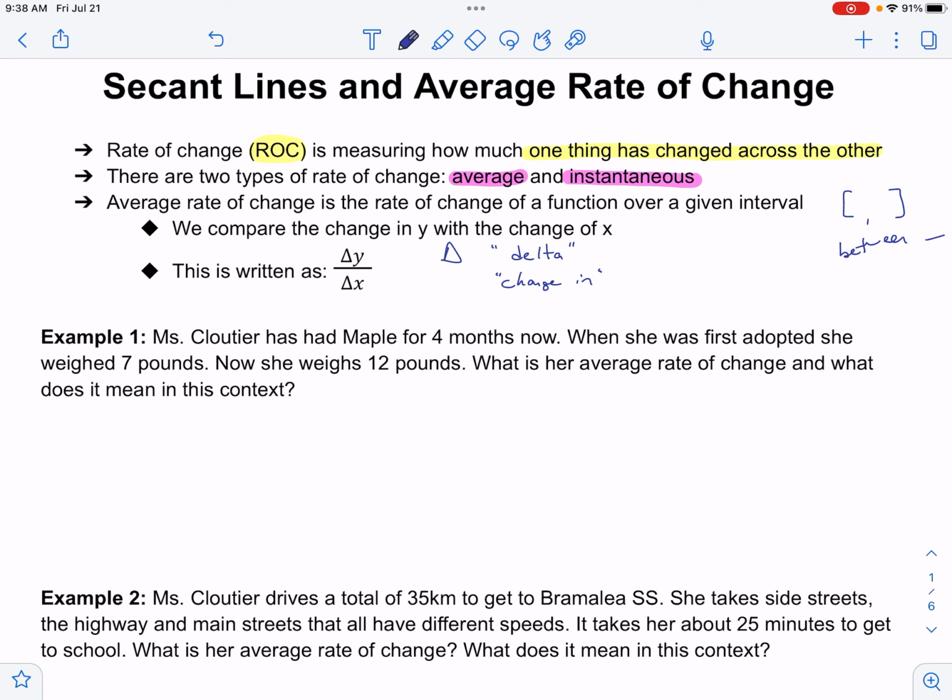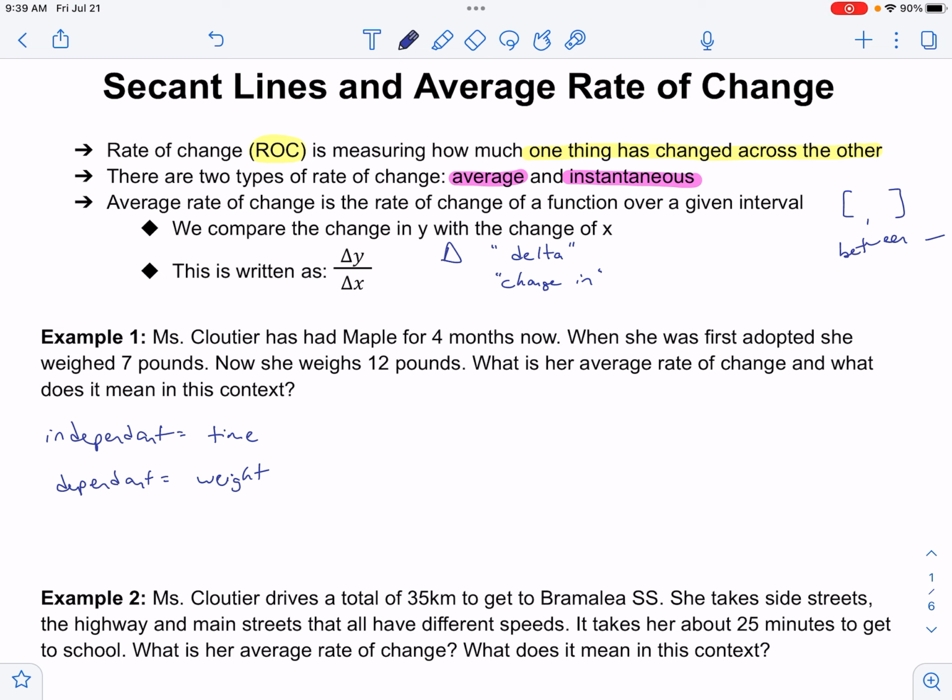I have a cat. Her name is Maple. I've had her for 4 months. When I first adopted her, she only weighed 7 pounds, but now she weighs 12. What is her average rate of change, and what does it mean in this context? So we need to figure out what the two variables are here. We've got an independent and a dependent variable. The independent thing, that's not changing the other one, is time. But her weight is dependent on time. That's the one that's increasing.